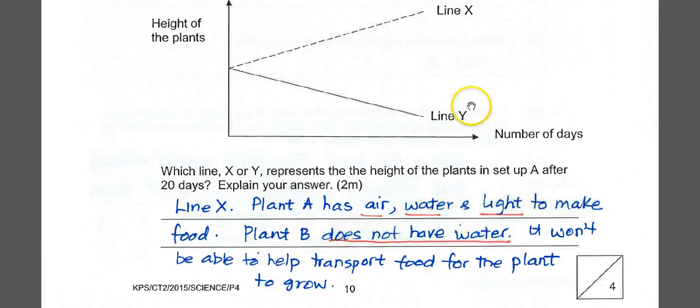Given air and food, but without water, later on, the plant will not be able to transport the food it makes from the leaves, and it will not continue to grow. It will become weak and it will wither. Its height will reduce and it will die eventually. Okay, why? Because it won't be able to transport food through water. All right, because there's no water, you can't transport food for the plant.